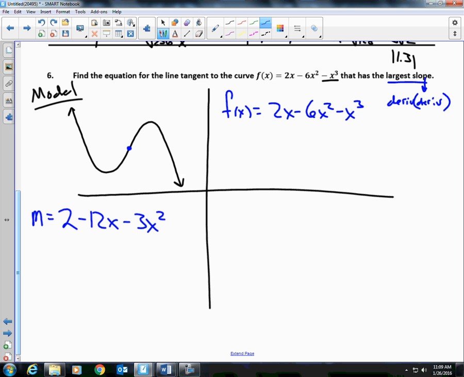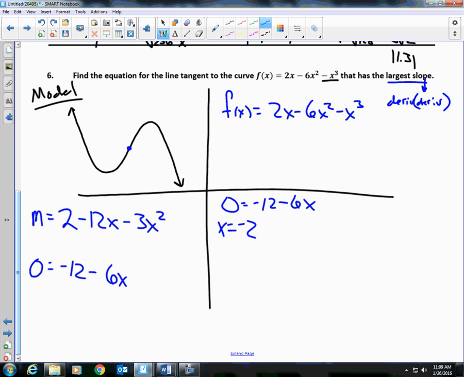I would like to find the largest slope. I would like to maximize the slope. So I have to take the derivative of the slope function. What's the derivative of the slope function? Good. 0 equals negative 12 minus 6x. That would be the second derivative. That is what will tell me how to maximize the slope. Where is this function equal to 0? x is equal to negative 2.